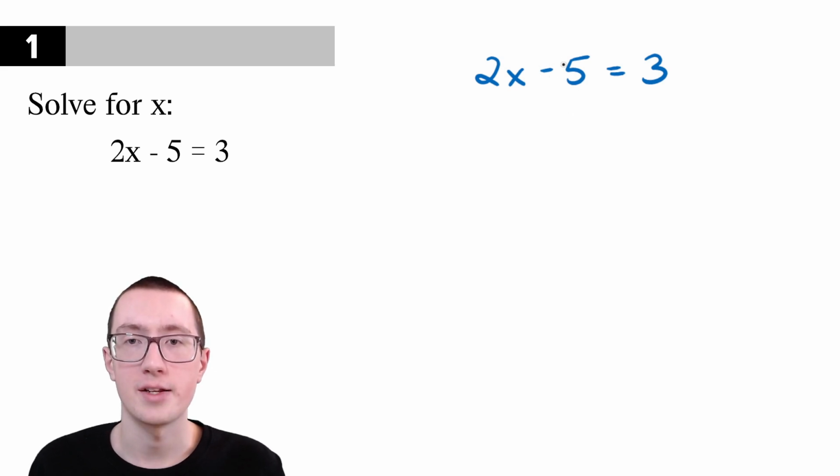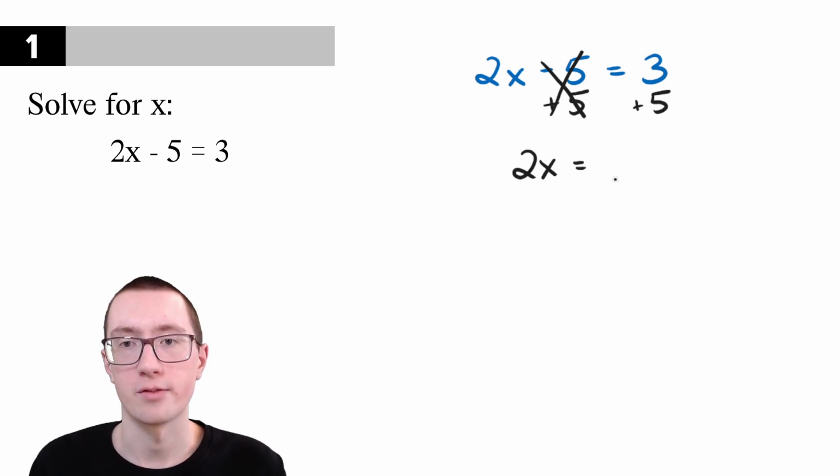So here we have a minus sign next to 5. So to get rid of the 5, we need to do the opposite of minus, which is plus. So we will add 5. But remember that whatever you do to one side, you have to do to the other. So we're going to add 5 to the other side. So minus 5 and plus 5, those cancel out. And on the left side, we're just left with 2x. And on the other side, we have 3 plus 5, which is 8.